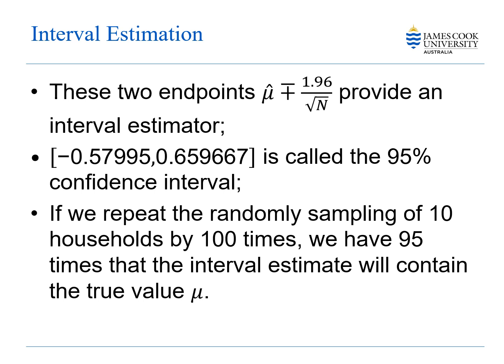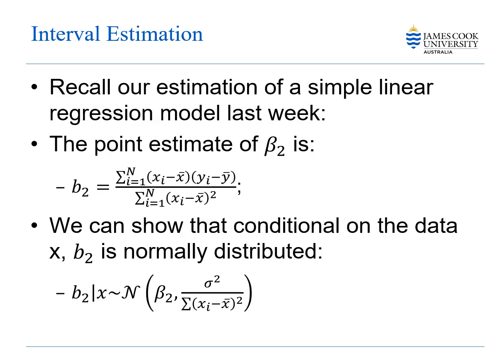So these two endpoints provide an interval estimator, and this interval is called the 95% confidence interval. What does this mean? It means that if we repeat the random sampling of 10 households 100 times, we should expect at least 95 times that the interval estimate will contain the true value of mu, despite not knowing what the true value of mu is. That's a simple example of interval estimation.